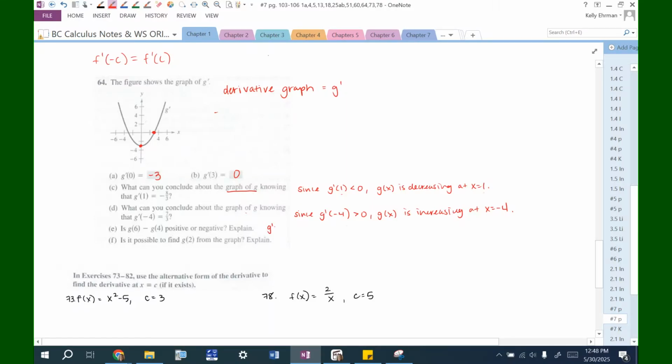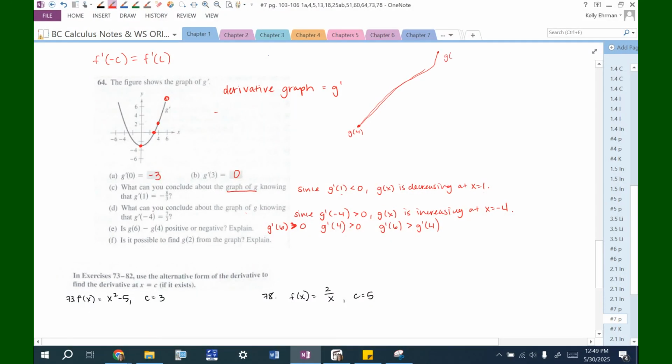So g prime of 6 is equal to something pretty positive, right? It's definitely greater than 0. G prime of 4 is also positive, but not as high. It's also greater than 0, but g prime of 6 is greater than g prime of 4. So what does that mean? It means at 4, you've got g of 4 sitting somewhere. Let's just say this is g of 4. And then because the derivative is positive from 4 and beyond, the g of x graph is increasing in some way. Might be curved, whatever.